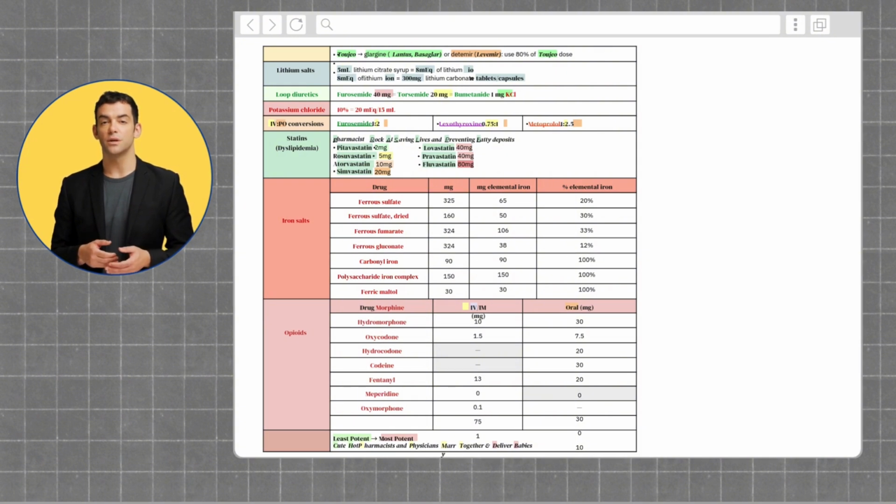Adjust for incomplete cross-tolerance, typically reducing the dose by 25-50% for safety. Divide the new total dose into the appropriate dosing schedule. Check out our other videos to find examples of these types of questions.